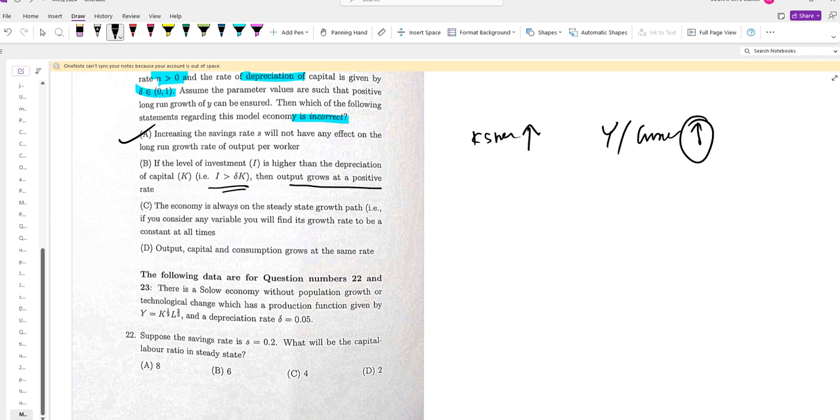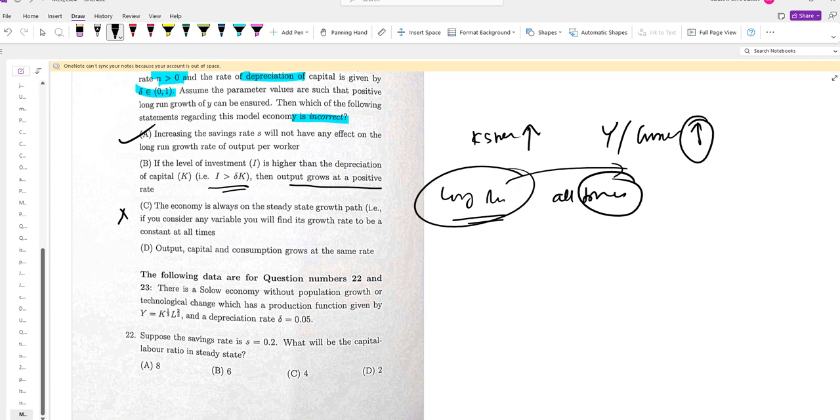Next is C, economy is always on the steady state growth rate path. So ये statement थोड़ा गड़बड़ वाला है. This is the wrong statement because Solow growth model में क्या होता है, the economy converges to a steady state growth path in the long run, okay, in the long run, but may not be on the steady state growth path at all times, okay, so not all times.